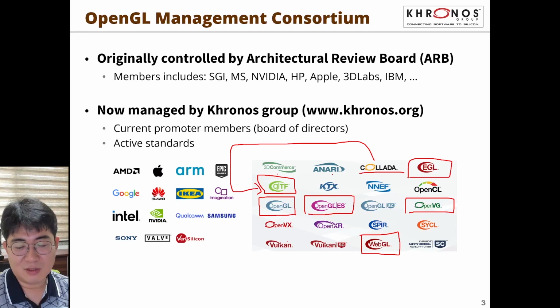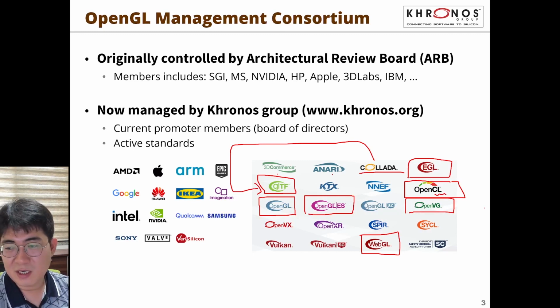JSON is the JavaScript Object Notation format. HGX, I don't know. And OpenCL, CL here is a computing library or computing language. That was originally made by Apple. So Apple made a new API for general purpose GPU computing.